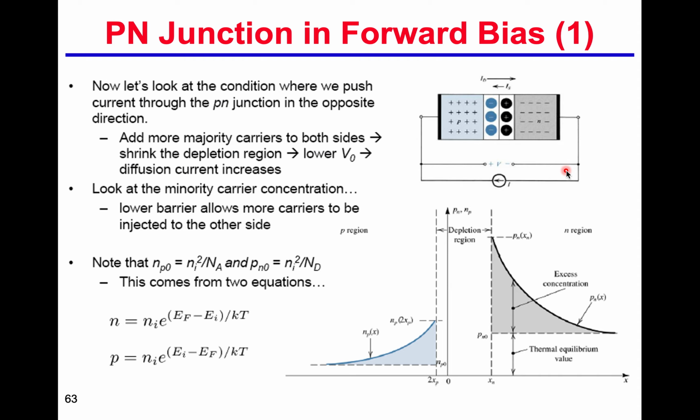Okay, so what happened for the forward bias? For the forward bias, actually we provide the voltage or current from the P to N. So that actually we provide more holes from the P and more electrons from N. So that will result in the hole concentration increasing, and the electron concentration increasing, and we can increase the current.